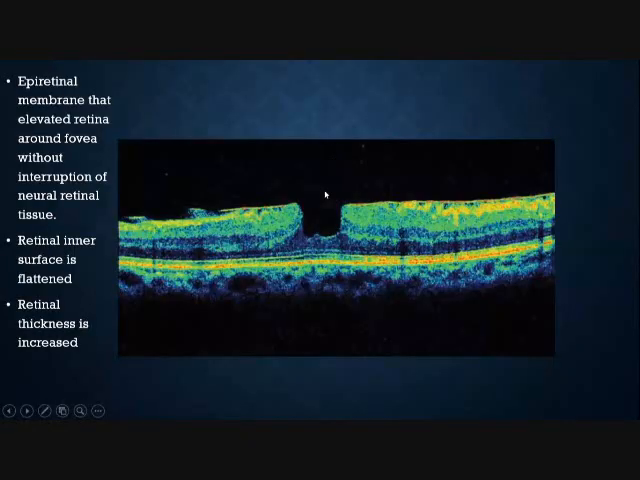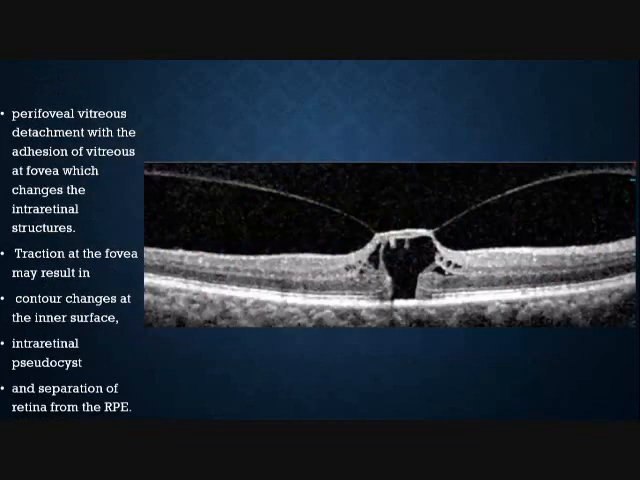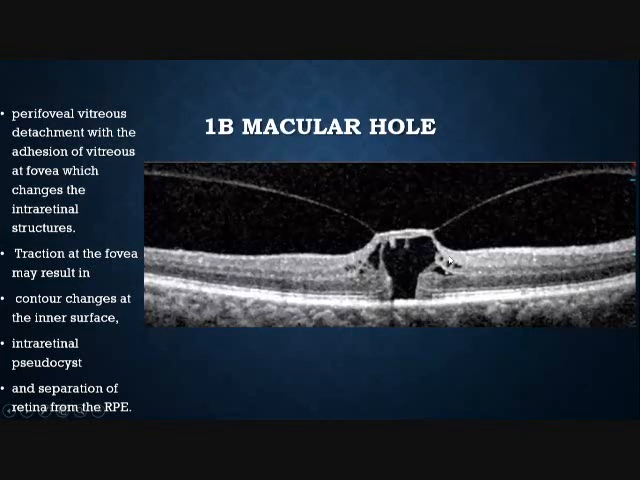classifications. So in this case, this is the epiretinal membrane, which has caused flattening of the inner retinal layer and increased thickness, but the interruption is not there. The foveal tissue are not lost. So this is epiretinal membrane and this is the macular pseudohole. So in this case, the vitreomacular traction is there. The contour has been changed. There is fluid-filled cavity, but full thickness hole is not present because there is just one layer present on top of it. So this is 1B macular hole.